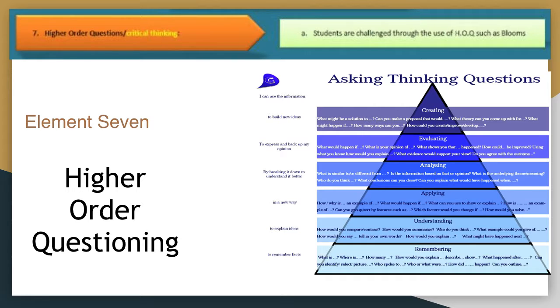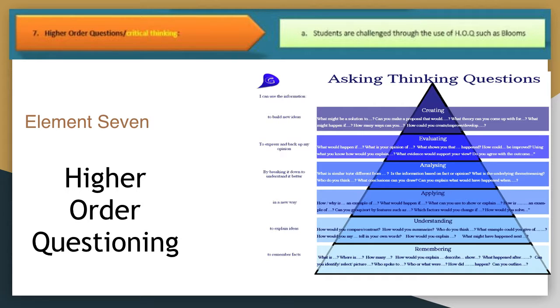Understanding, determining the meaning of instructional messages, oral, written, and even in graphic communication. We want these kids to be interpreting, classifying, summarising, inferring, comparing, explaining. We want the kids to be able to apply. That is, carrying out or using a procedure in a given situation. See how they execute it, how they implement what they've learnt.